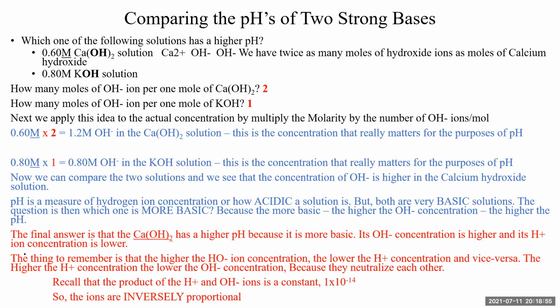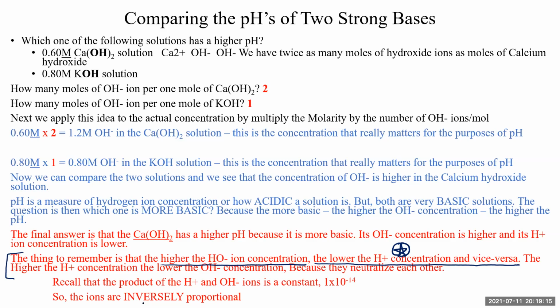The thing to remember now, one thing that is not a repeat here, is this part right here. The thing to remember is that the higher the hydroxide ion concentration, the lower the H+ concentration, and vice versa. This is a very important part. It's probably the reason I didn't delete this slide. But I say this elsewhere as well. The ions are inversely proportional.